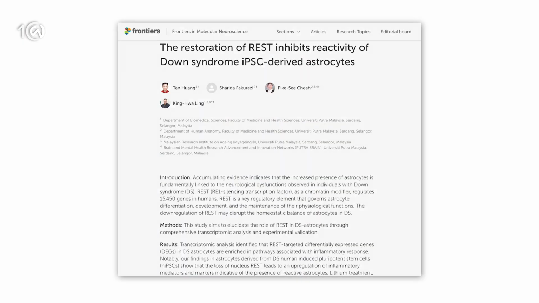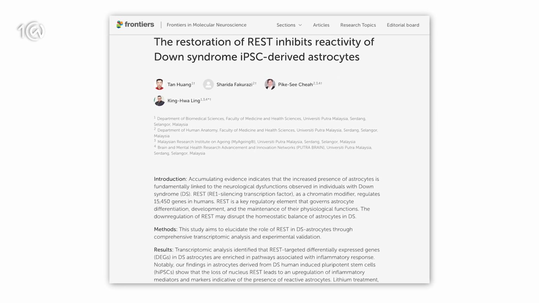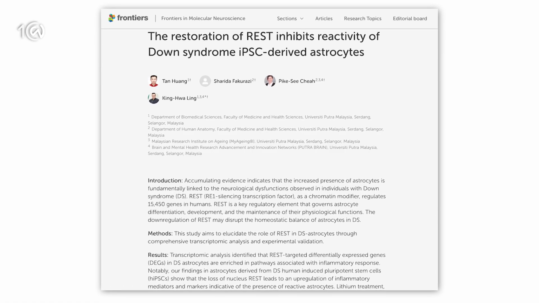So doctor, you recently authored this paper on restoration of REST protein in the brain, which inhibits reactivity of Down syndrome iPSC derived astrocytes. Could you unpack this for us, and what this means, and why is it such an important step?